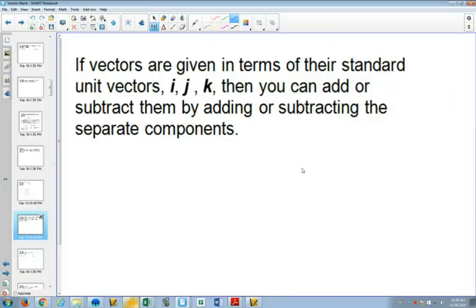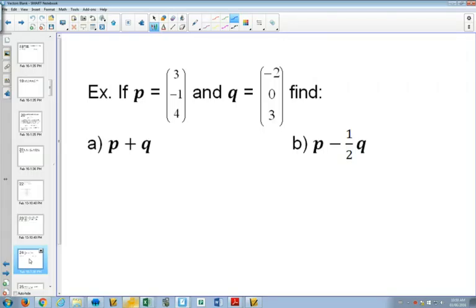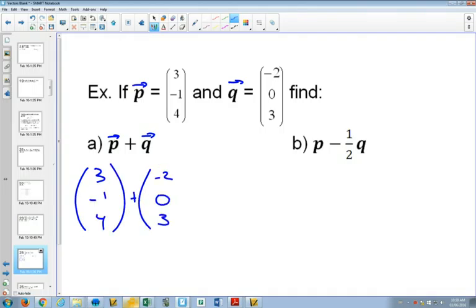So we saw this yesterday in our examples that if we're adding vectors, we can just add the corresponding components. So it makes it a lot easier because here if you have the vector p and the vector q and you wanted to add p plus q, all you're going to need to do is add the corresponding components. So when we add these together, 3 plus -2 is 1, -1 plus 0 is -1, and 4 plus 3 is 7.